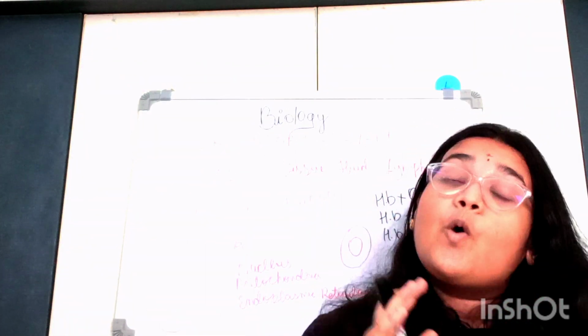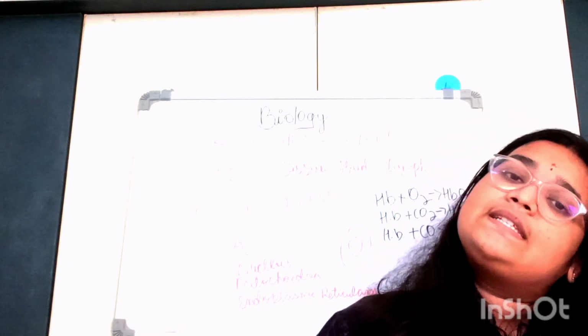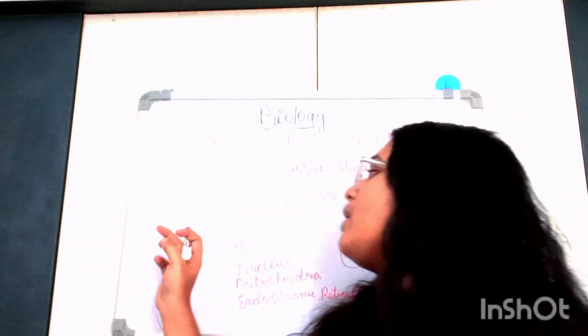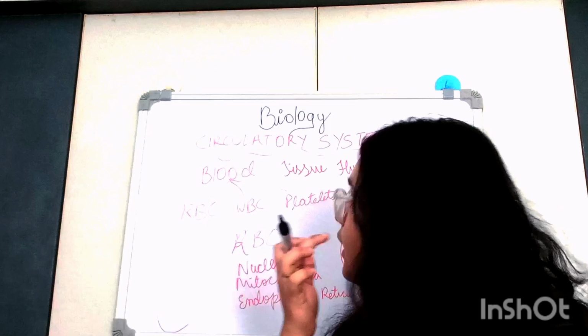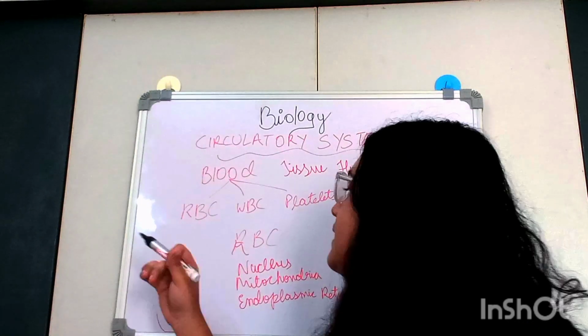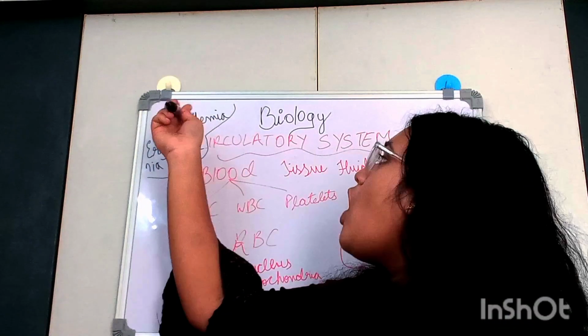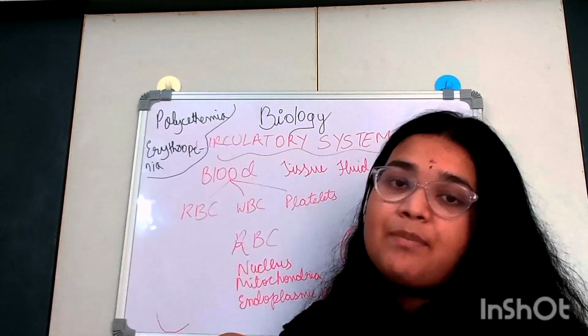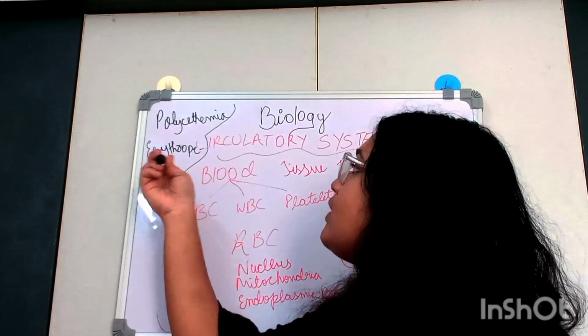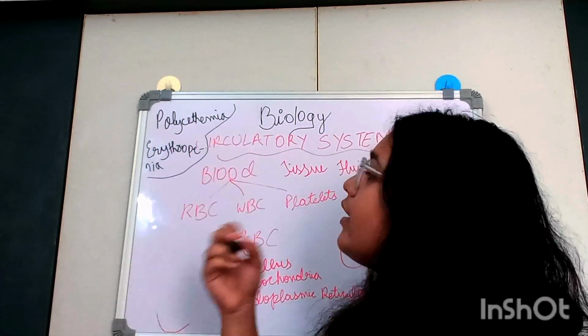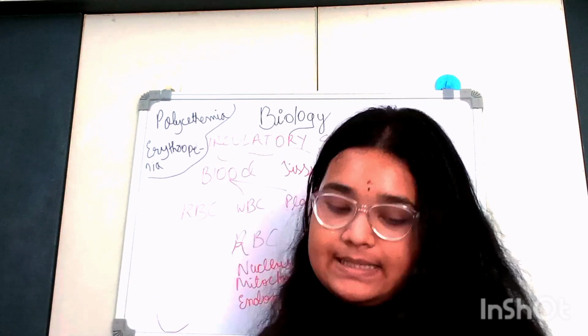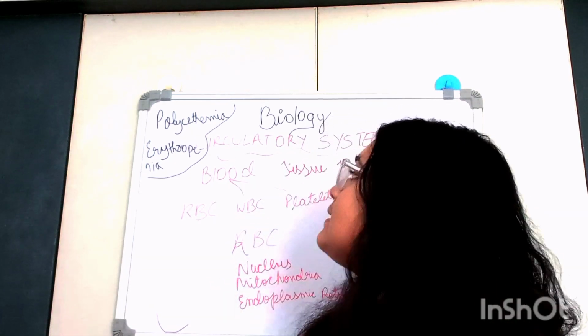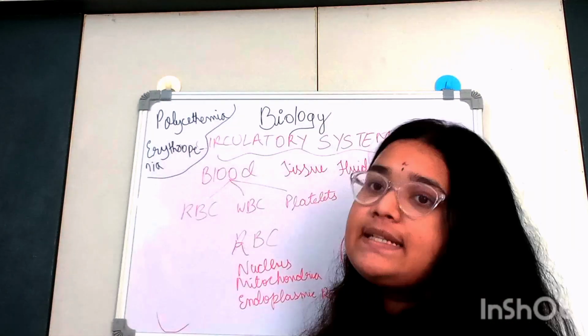And the next most important thing about RBCs is, when the number of RBCs increases in a human, it forms a disease. Polycythemia is when the RBC number is increased, and erythropenia is when the RBC number decreases. So these are the two diseases that occur due to red blood cells.